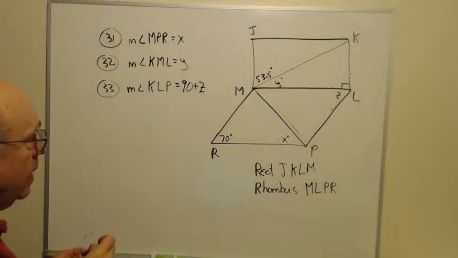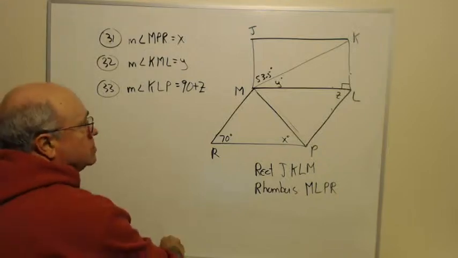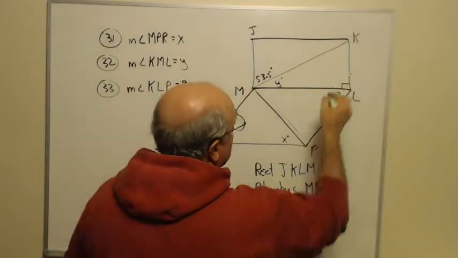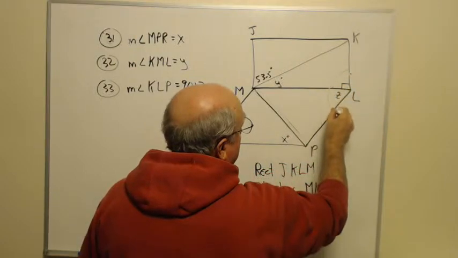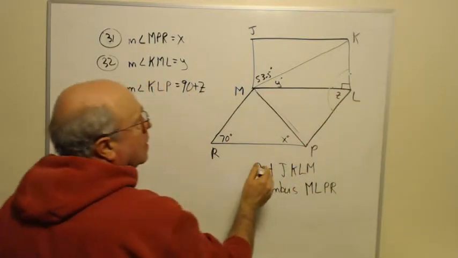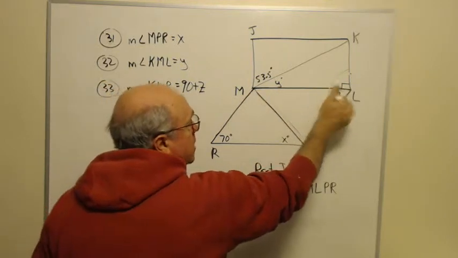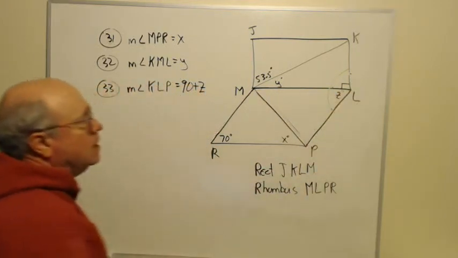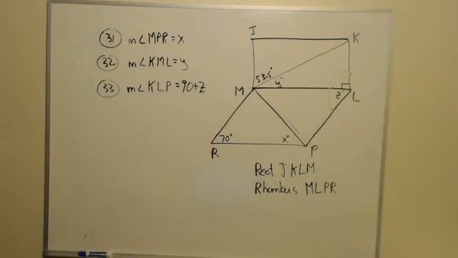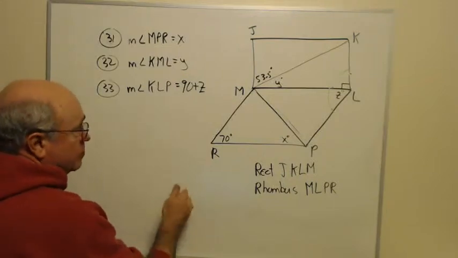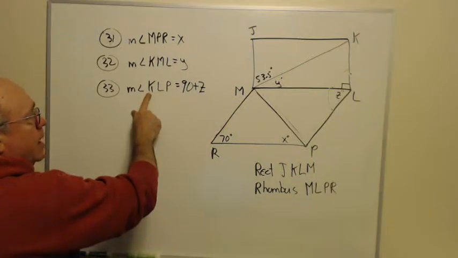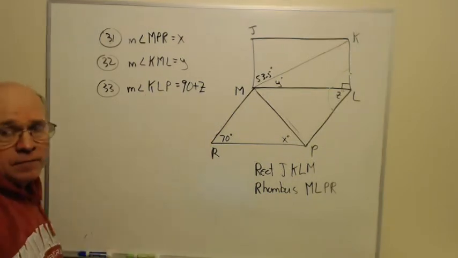Now, angle KLP is actually two angles put together. It is this angle, KLP, and it consists of the 90 coming out of the rectangle plus this angle that I've marked as Z that's up in the corner. It's angle MLP. So that means that once we find Z, the angle they want will be 90 plus Z.